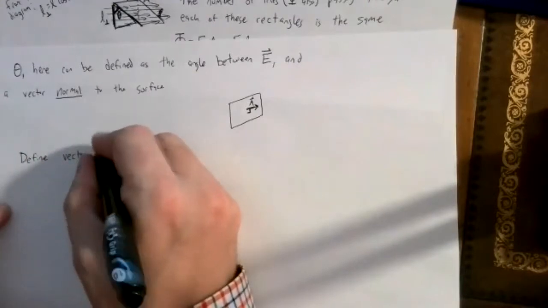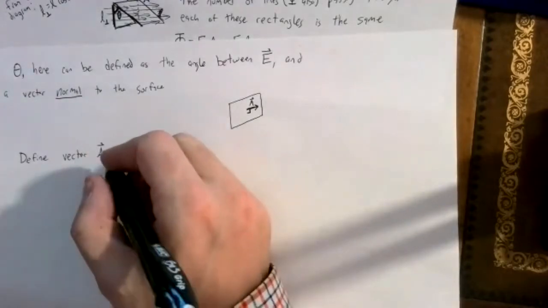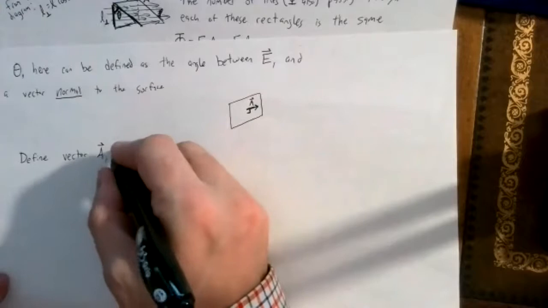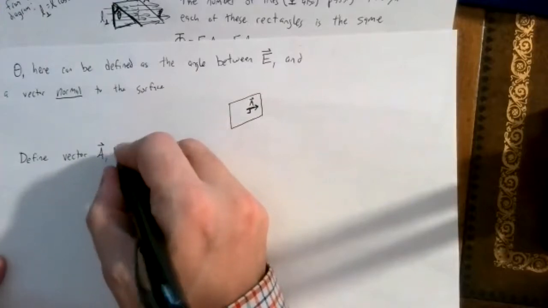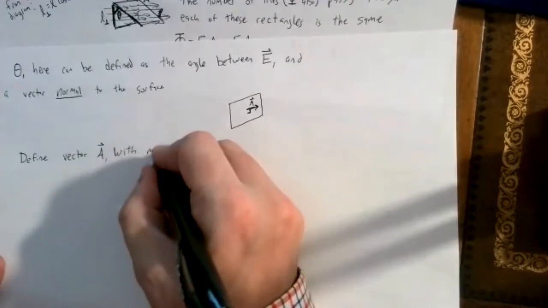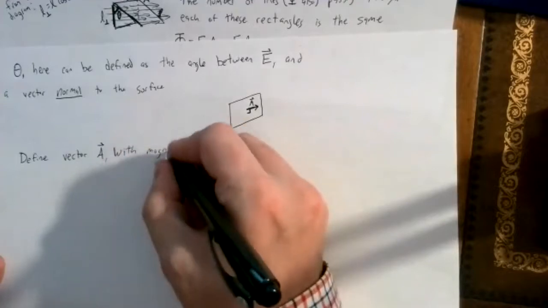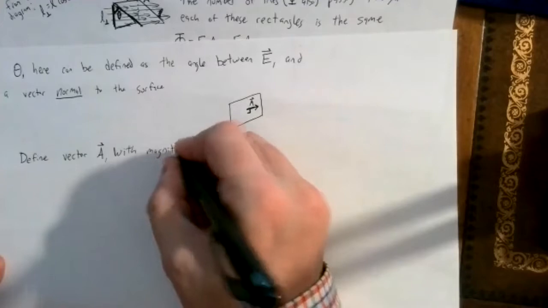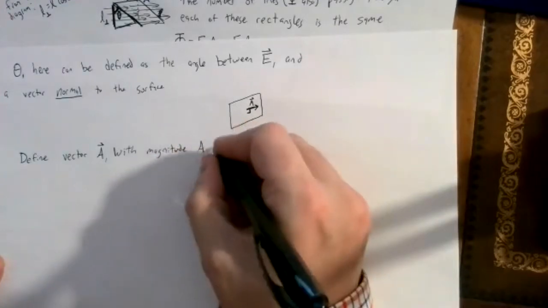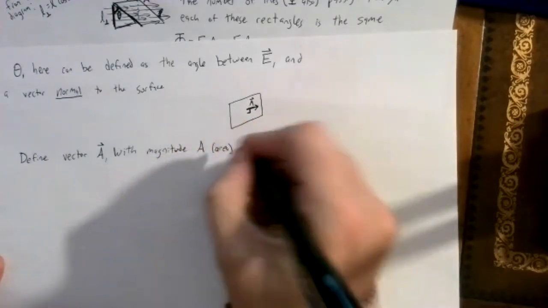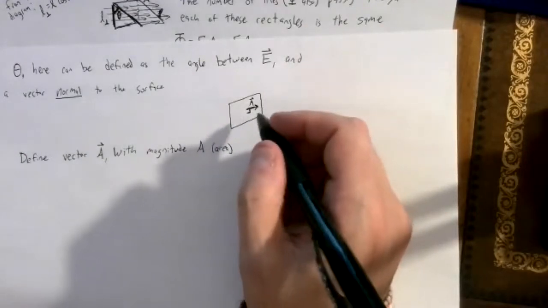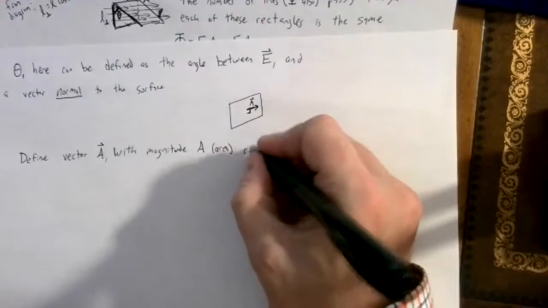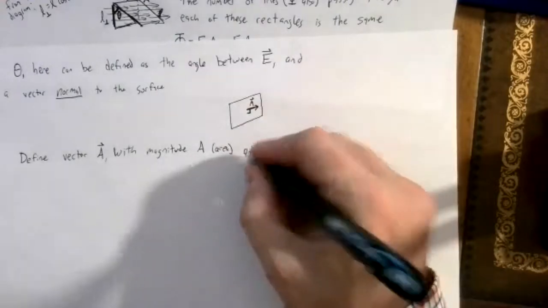For any of these Gauss's law problems or any of these surfaces that we're going to be working with, the vector A is going to have a magnitude of the area. So this vector is going to be longer the bigger the area of the rectangle. And the direction, of course, is normal to the surface.